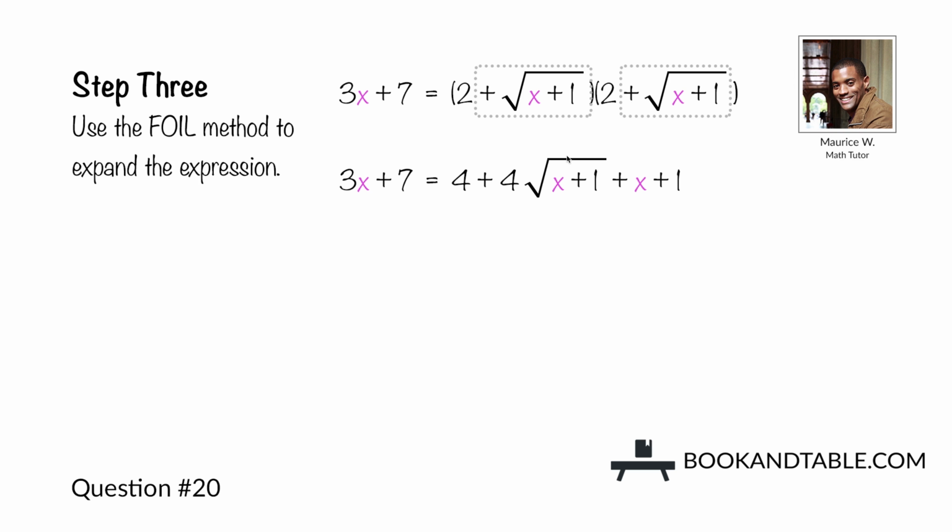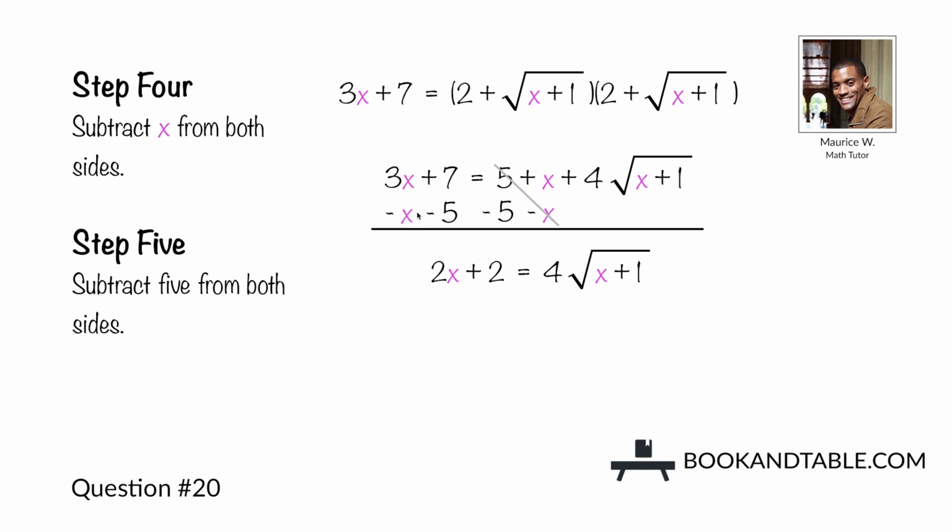We want to isolate our second radical. So 4 plus 1 is 5. So we want to move 5 over to this side. And we want to move x over to this side. So step 4, subtract x from both sides. And step 5, subtract 5 from both sides. 3x minus x is 2x. And 7 minus 5 is 2. And that's equal to 4 radical x plus 1.